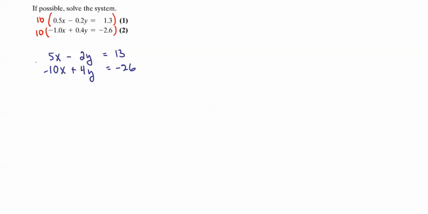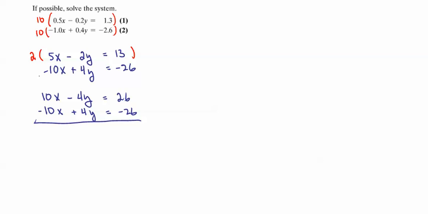So before we can add these two together, to eliminate one of the variables, you can see we can either work with the 5x and negative 10x, or the negative 2y and positive 4y. I think in either case, we want to multiply the first equation by 2. So we'll get 10x minus 4y equals 26. Second equation stays as is. Negative 10x plus 4y equals negative 26.